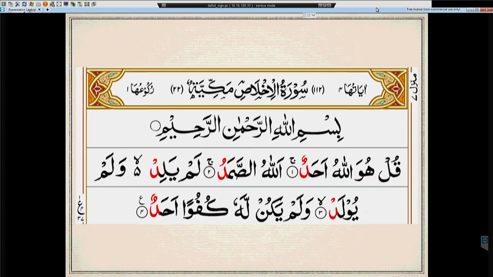Next surah. Bismillahir Rahmanir Rahim. Qul huwallahu ahad. Allahu Samad.